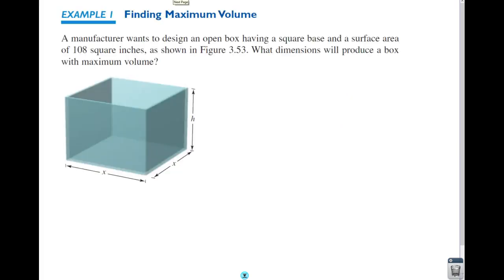So this first problem is finding maximum volume. A manufacturer wants to design an open box having a square base and a surface area of 108 square inches, as shown in this figure. What dimensions will produce a box with maximum volume? When you're working this kind of question, you want to first recognize, what are we trying to maximize? In this case, we are maximizing the volume of a rectangular box, okay?